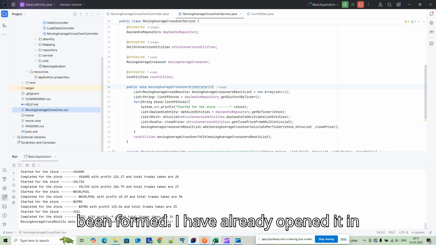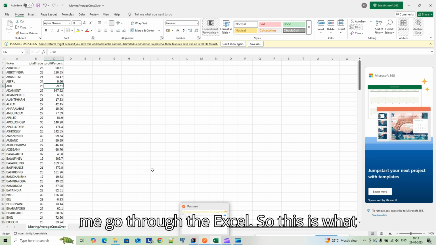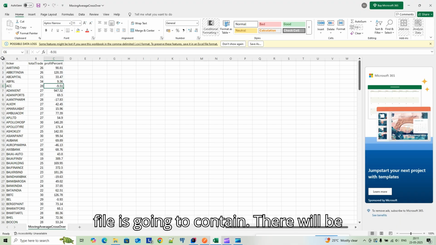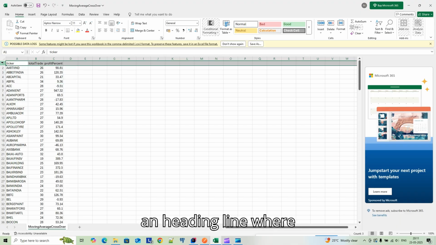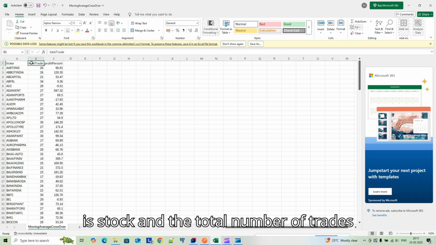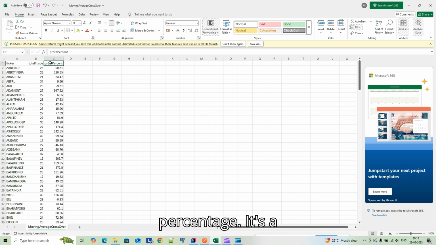I have already opened it in a different session. Let me go through the Excel. So this is what the CSV file is going to contain. There will be a heading line where there are three columns: a ticker, which is the stock, the total number of trades that were taken using the moving average crossover strategy, and the profit percentage. It's a cumulative.